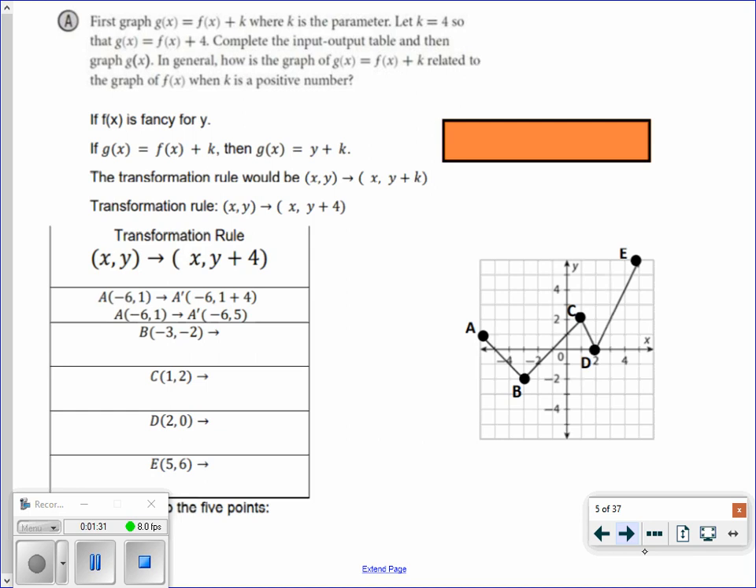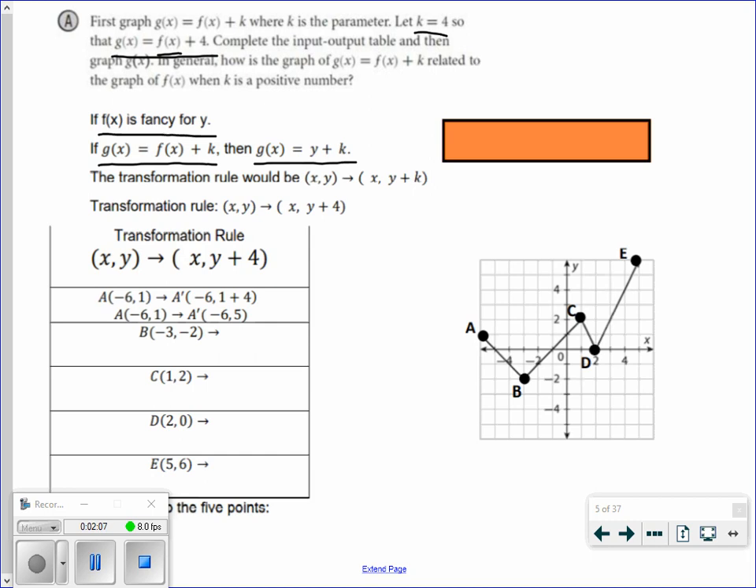So if we keep going here, we have a graph g of x equals f of x plus k, where k is the parameter. We're going to let k equal 4, so g of x will equal f of x plus 4. So we're going to figure out this table down below in the bottom left. We're going to fill that all out, and we're going to see how we actually transform from our original equation of f of x to our transformed equation of g of x. So remember, f of x is just a fancy way of saying y for the most part. So g of x equals f of x plus k will be pretty much the same thing as g of x equals y plus k.